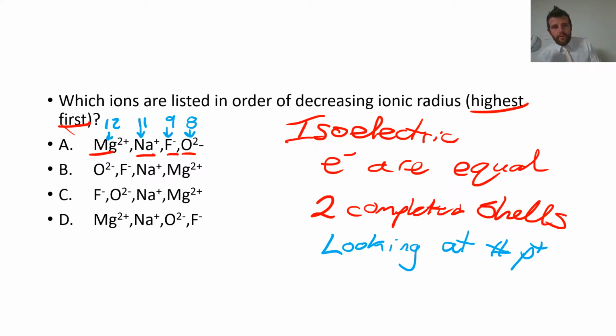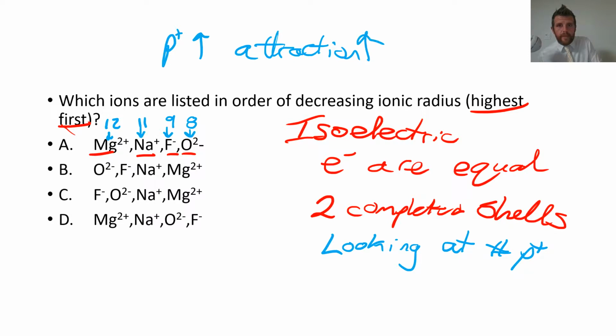If protons are higher, and magnesium has the most, that means the attraction between the electrons and the nucleus is stronger. Since the attraction goes up, that means my radius will be going down. So if I'm looking for the highest radius, I'm looking for the one with the least number of protons. So then I end up getting B.